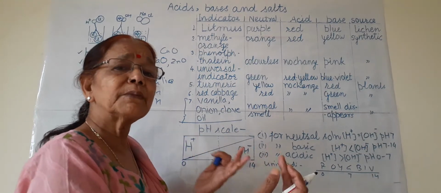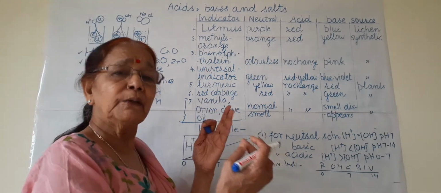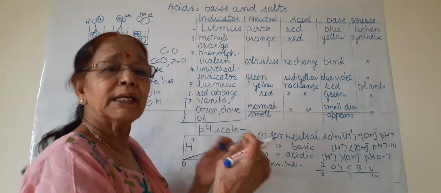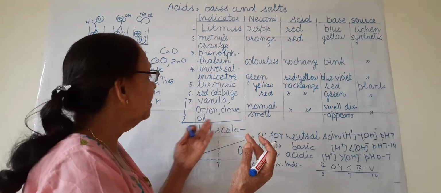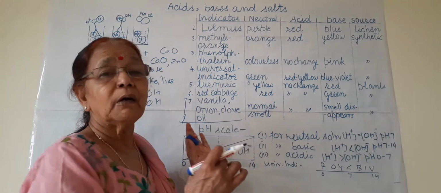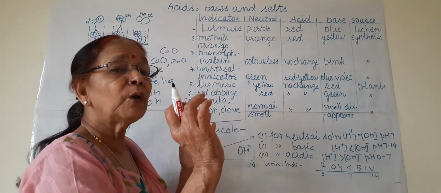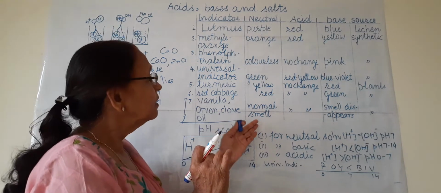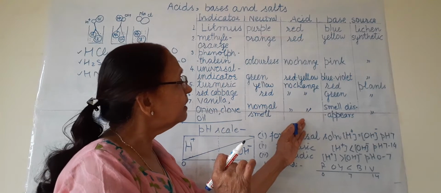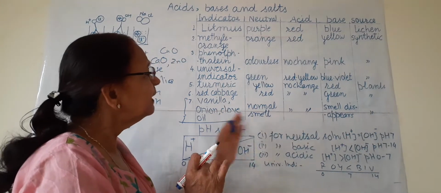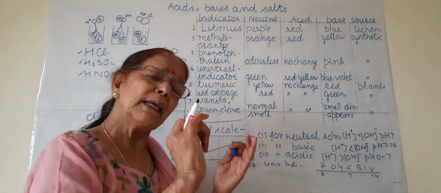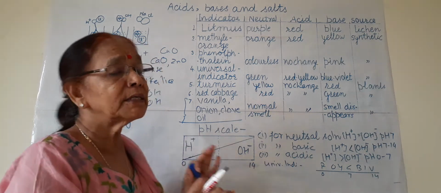Onion will give the smell of onion. Vanilla, you know, in ice creams, will give the smell of vanilla, and clove oil of the clove. Clove means long, you know, lavang. But when acid is put in these three, the smell is as it was, no change in smell.